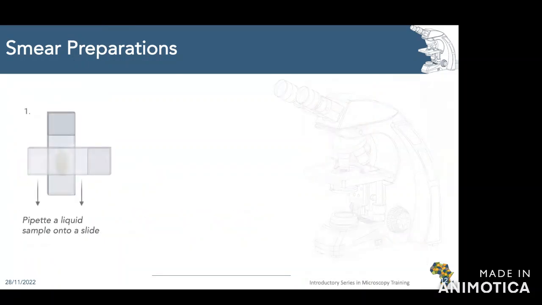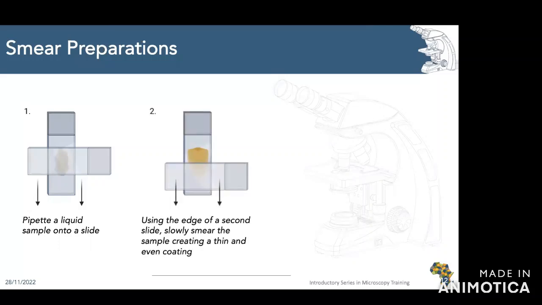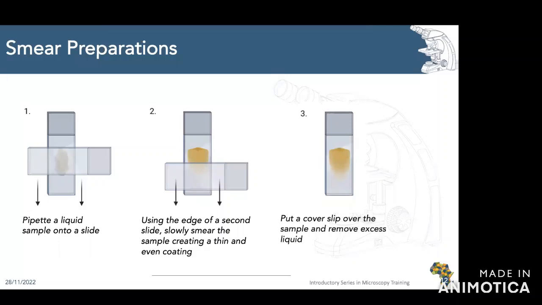And so for a smear, you essentially are preparing it almost like a wet mount with pipetting the liquid or your sample onto the slide. And then with another microscopy slide, you would use the edge and really smear and scrape it along, creating this thin and even coating along the first slide. After that, you can put a cover slip over the sample, remove any of the excess liquid, and then look at your preparation.